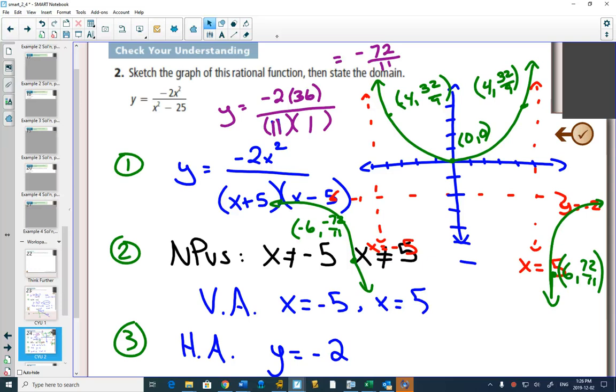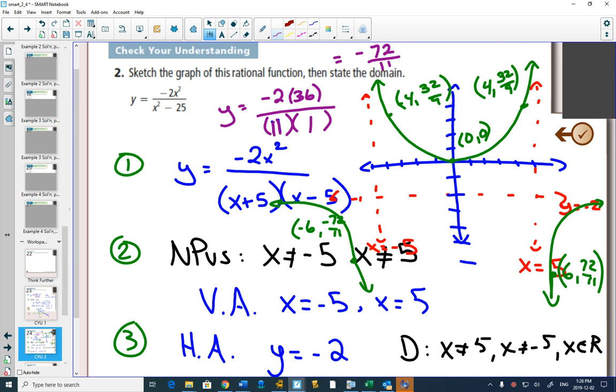Okay, for the domain, it says state the domain. x can't equal 5. x can't equal -5. But x can be everything else. So try graphing number 4.